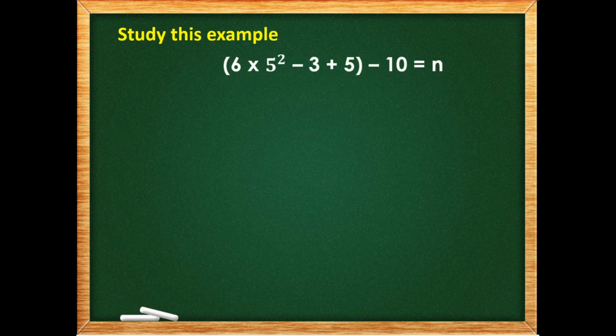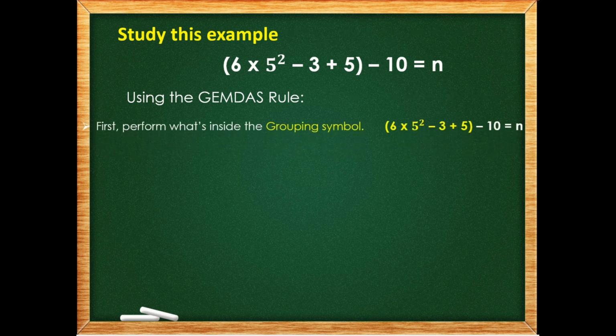Now for our next example, if we have the quantity 6 times 5 squared minus 3 plus 5 minus 10 is equal to n. Again, using the GEMDAS rule, first perform what's inside the grouping symbols. So here are the numbers inside the grouping symbol. Next, simplify the exponent. Our exponent there is 5 squared, which means we're going to multiply 5 by itself 2 times. So 5 times 5.